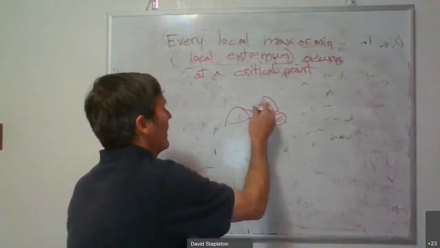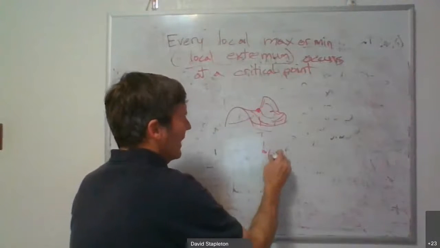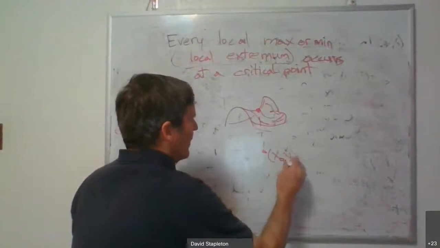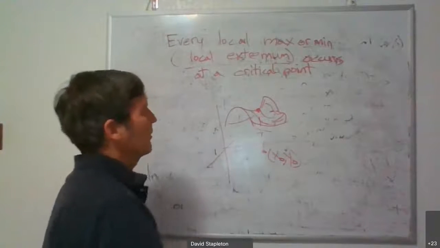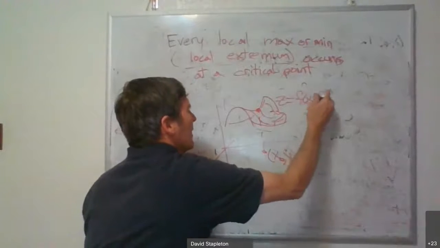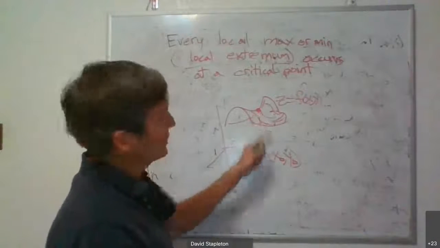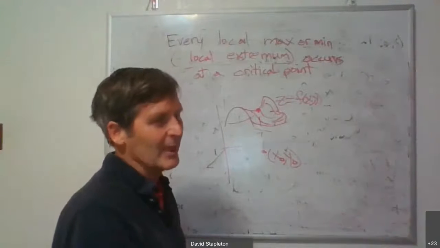This one would have a critical point right here at x naught, y naught, right in x, y, z space. This is some surface z equals f of x, y. But this point is called a saddle point, not because the shape is a saddle. The saddle is the classical picture of it.